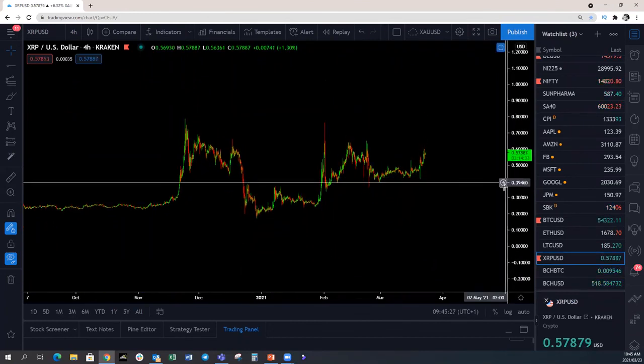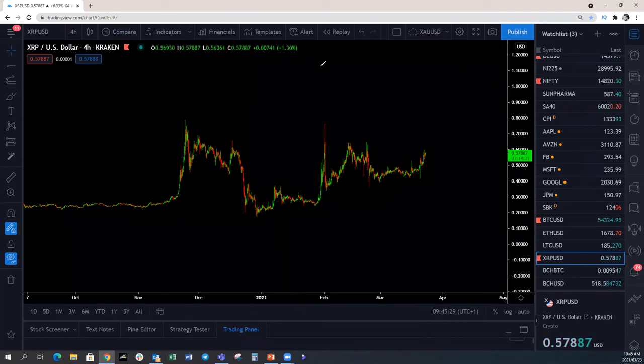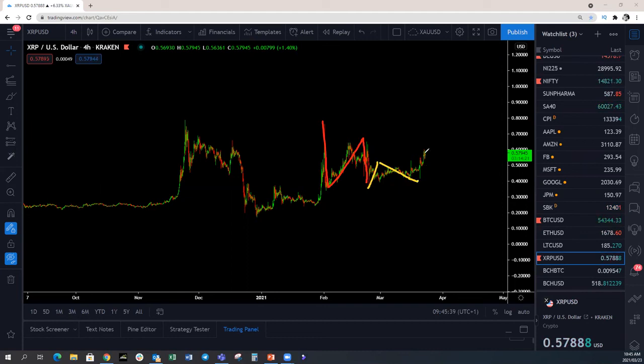Still a pretty messy structure. This is 3, this is 1, this is 2, this is 3. This is 1, this is 2, this looks like a 3. Are we going to start coming down here on Ripple and follow the rest? Let's see how that plays out.